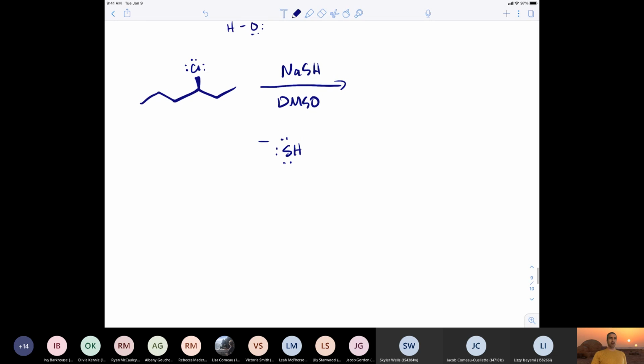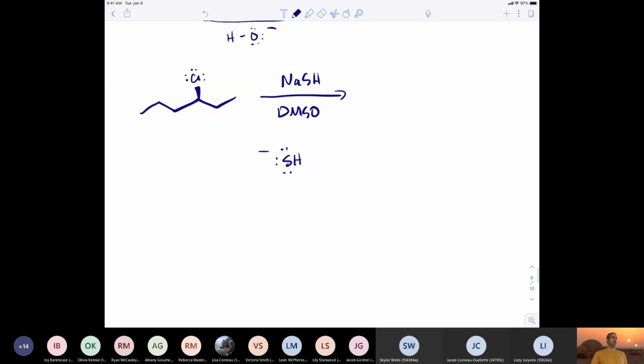Is that an alkoxide? No. It's a strong negatively charged nucleophile. What about DMSO? What's that? DMSO is a solvent, right? What kind of solvent is DMSO? Polar protic or polar aprotic? Aprotic, which is really good for what kind of mechanism? Yeah, SN2. So let's see what we got.